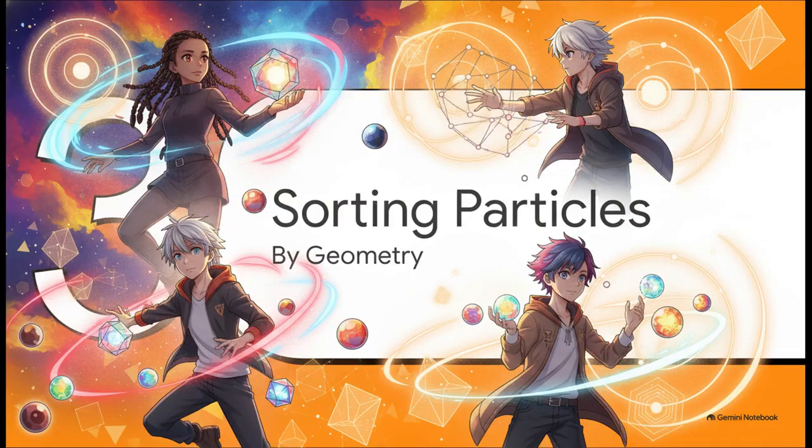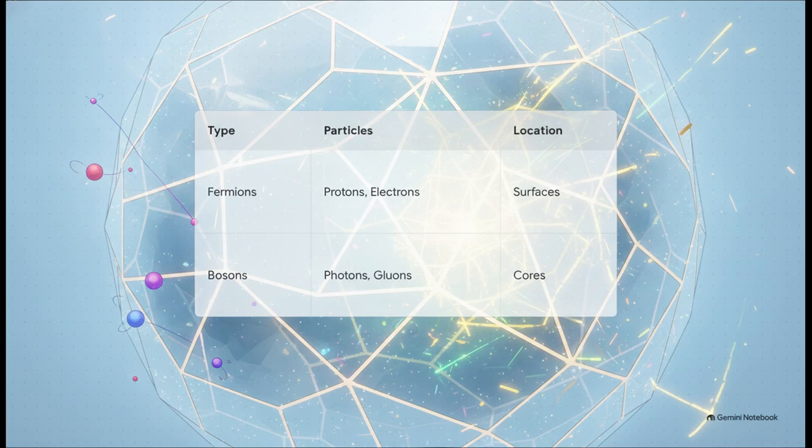Okay, on to part 3, sorting particles by geometry. Instead of just floating randomly in some void, particles in the RAM model are strictly sorted based on their quantum nature. Fermions, which are the particles that make up matter, like protons, neutrons, and electrons, are strictly confined to those specific outer surfaces we just talked about. Meanwhile, bosons, the force carriers like photons and gluons, are allowed to occupy the geometric cores or travel along the exact intersections where those surfaces meet. It's a perfectly organized system where a particle's physical location is dictated entirely by its fundamental properties.